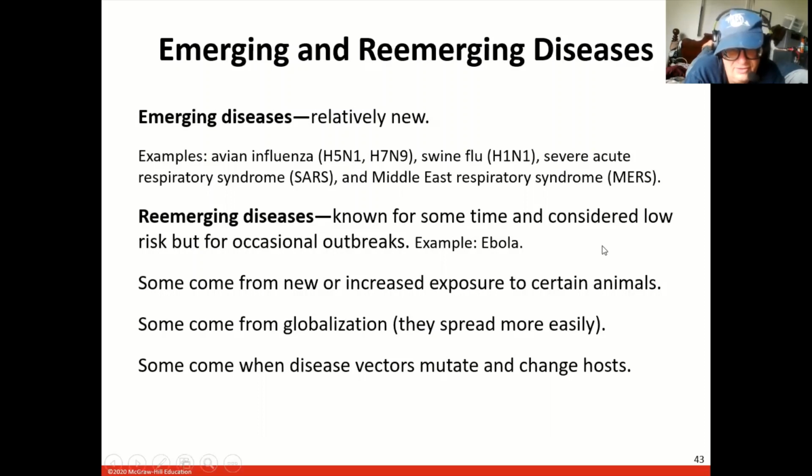So new diseases or reemerging diseases can come from increased exposure to animals. Globalization makes them spread faster. What that means is we can now hop on a plane and travel anywhere in the world. A good example of that would be with the current spread of COVID.